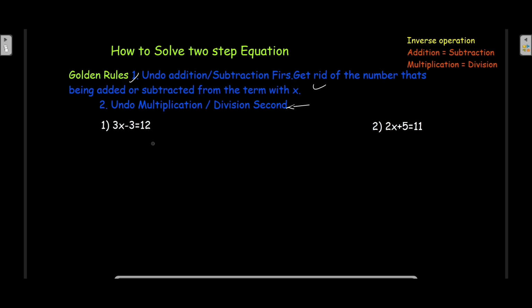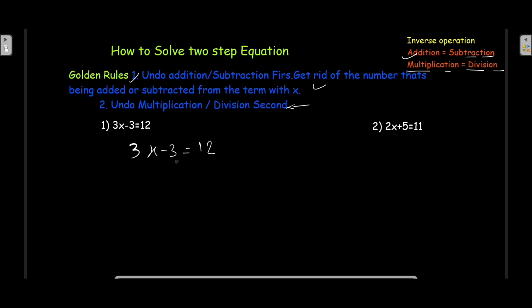Now moving to our first problem, I'm going to rewrite it, which is 3x minus 3 is equal to 12. Here we can easily see 3x minus 3, so we have to undo this minus 3 by inverse operation. The inverse operation of addition is subtraction, and the inverse operation of multiplication is division.